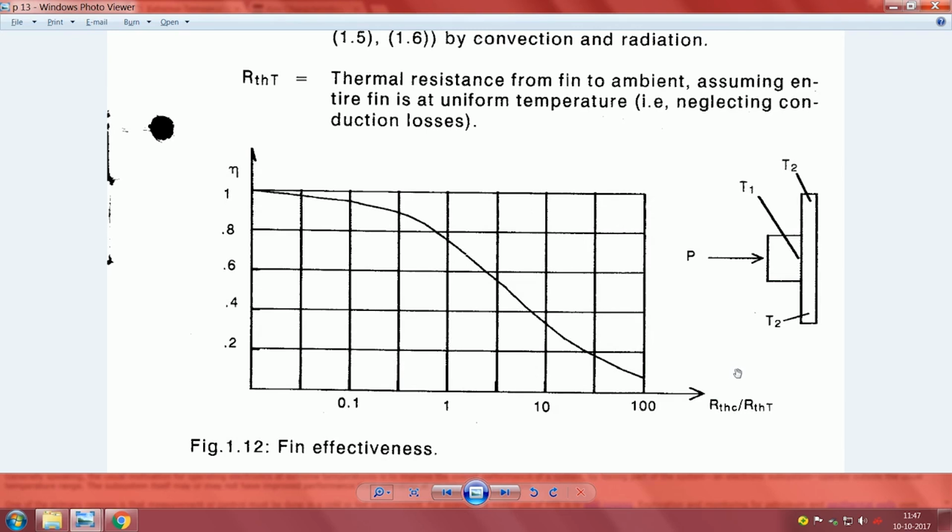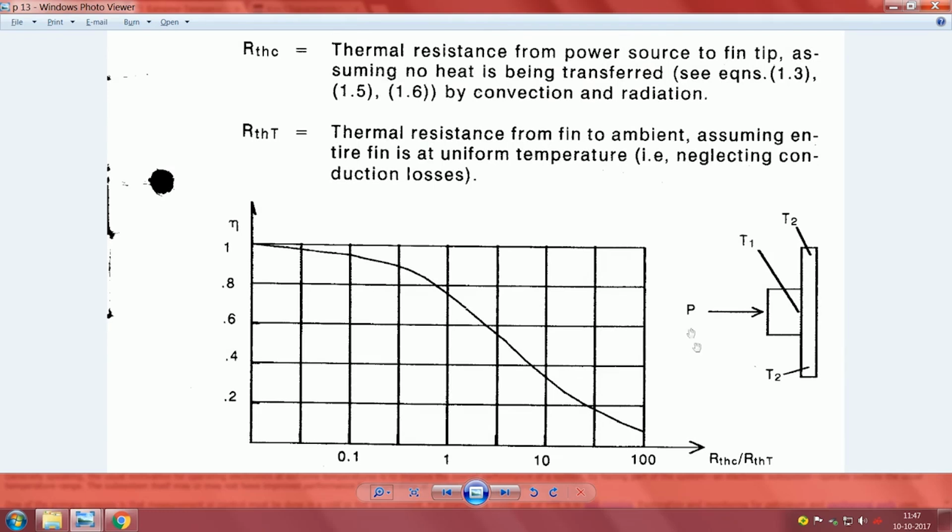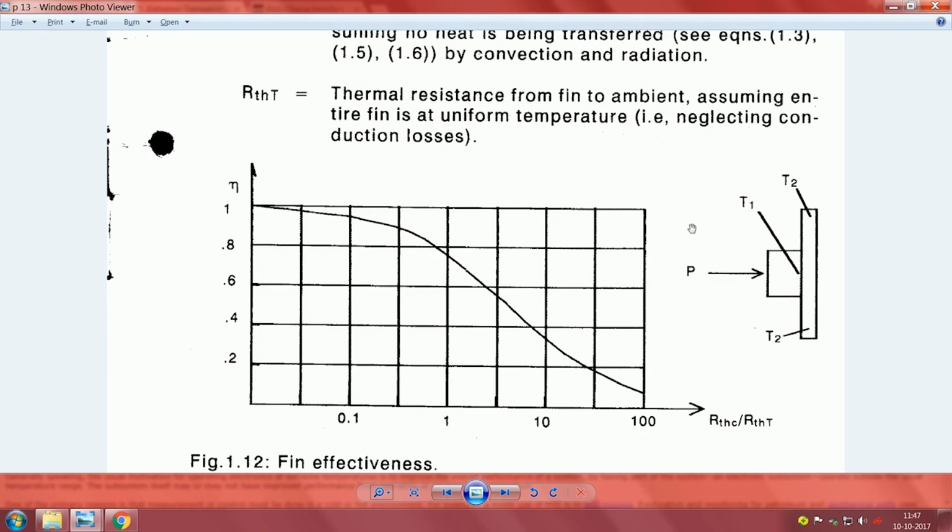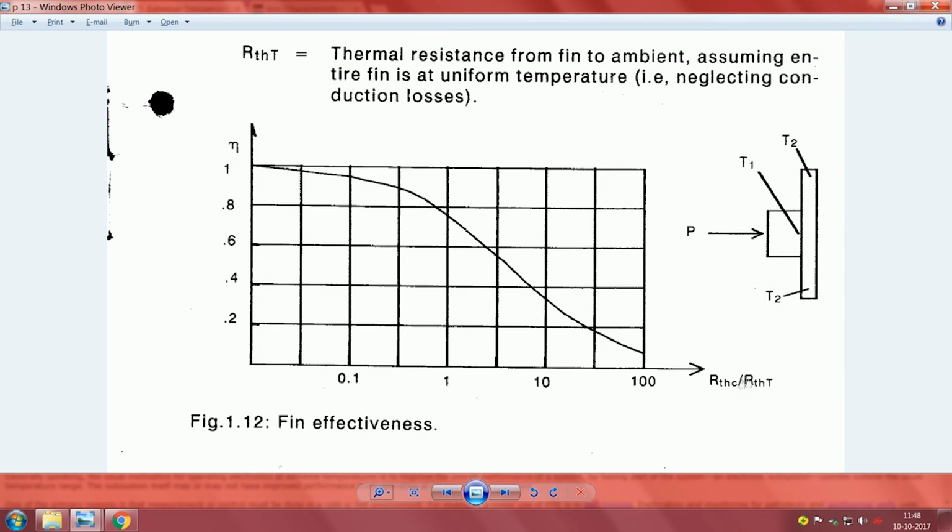So, we have RTHC, the thermal resistance to the fin tip, assuming no heat is being transferred by convection, and the thermal resistance of the fin to ambient, assuming the entire fin is at uniform temperature. So, depending on this relationship, the efficiency keeps coming down. My flow has been good, I will just about stop here, so that I will deal with it later.